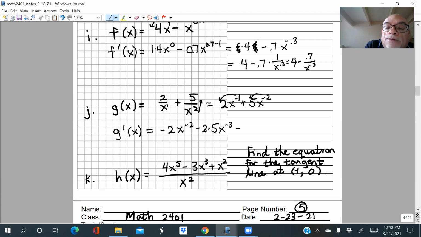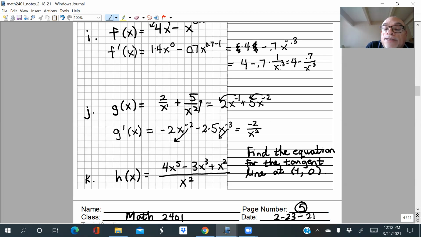So here's how I'm going to simplify it. The x to the minus 2, right? Remember, you can change the sign of that exponent back to plus by pulling that into the denominator. So minus 2x to the minus 2 is the same as minus 2 over x squared. Of course, here, minus 2 times 5 is minus 10.